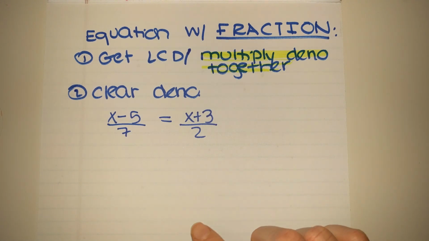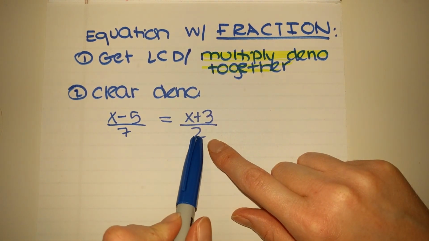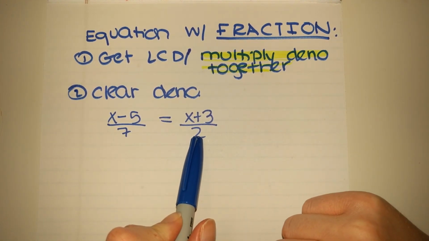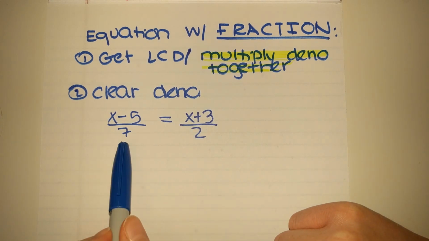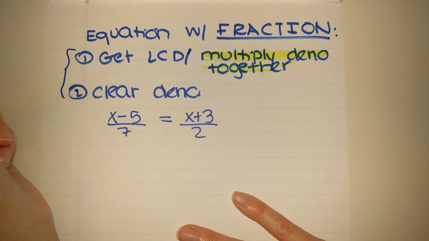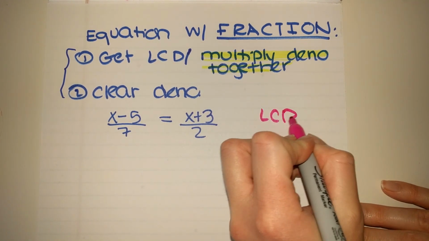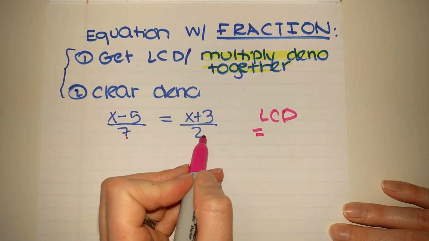So if you look here, the first thing you could do is, because you have one fraction equal to one fraction, you could cross multiply. But that only works when it's one fraction equal to one fraction. So we're just going to go through the generic method that always works for every single fraction equation question, getting our LCD. So for the LCD here, we can just multiply the two denominators together.